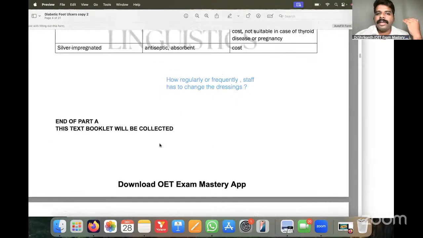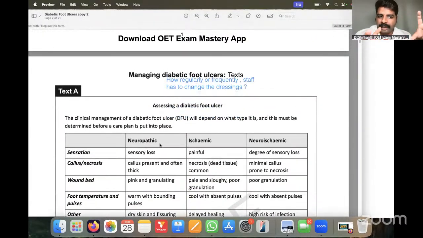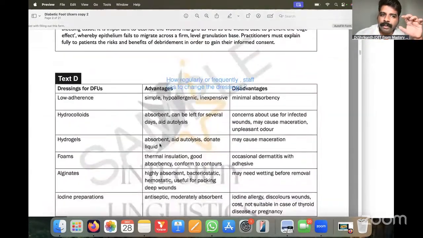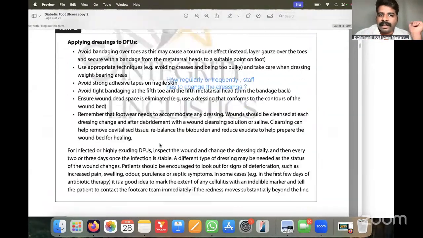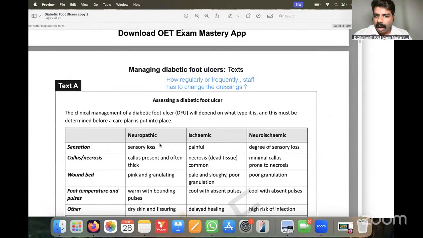We have not yet read the four paragraphs over here. We did not read text A, we did not read text B, we did not read text C, and we did not read text D as well, right? But over here, the question is how regularly or frequently the staff should change the dressings. Now, what is your intuition telling you, right?